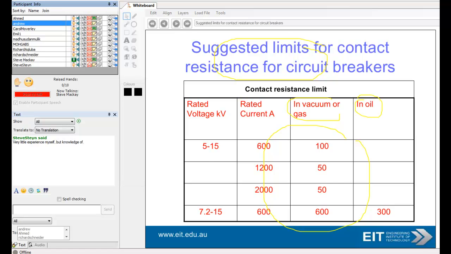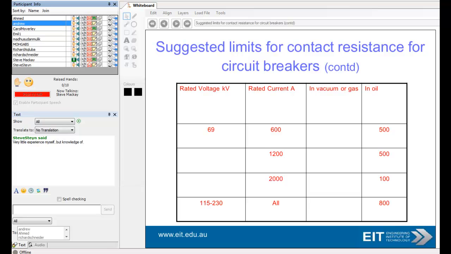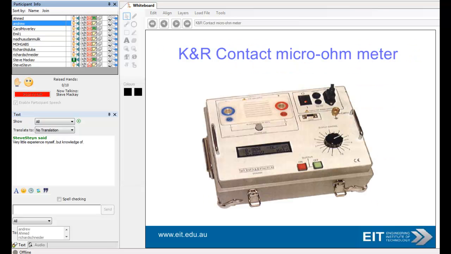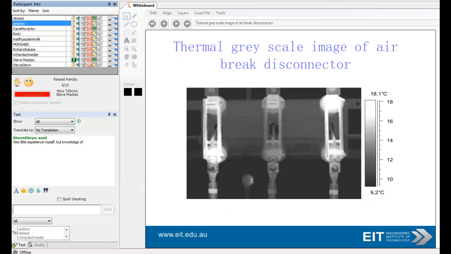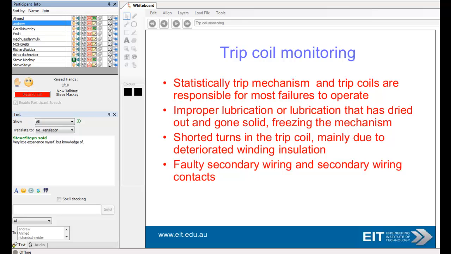Typical things in vacuum or oil. Oil is obviously not as important today with SF6. And here's some more suggested limits, which we have. Obviously, quite important to track that over time. Thermocam, as we say. Trip coil monitoring is another issue with maintenance.